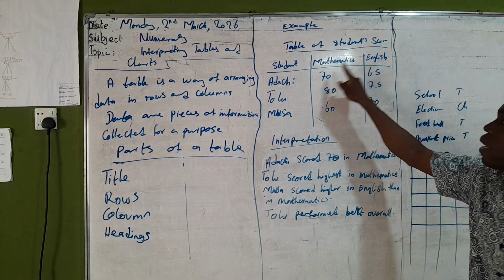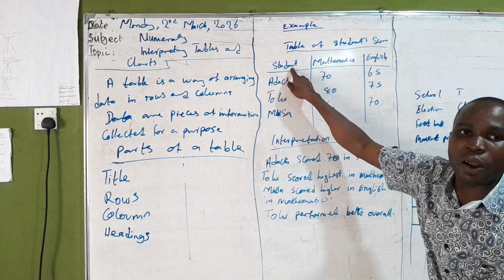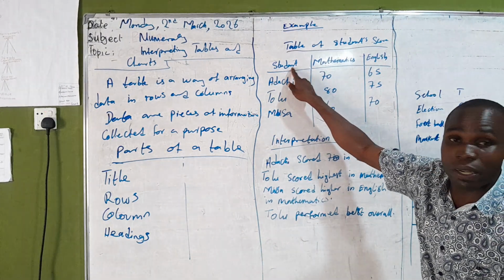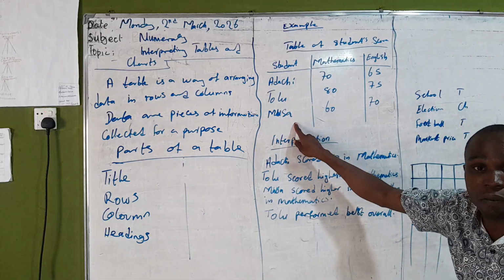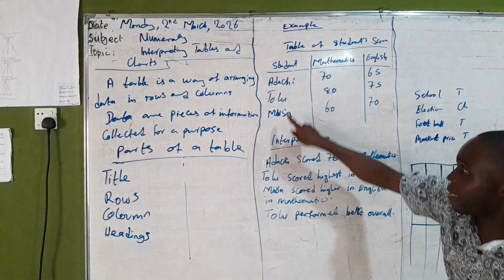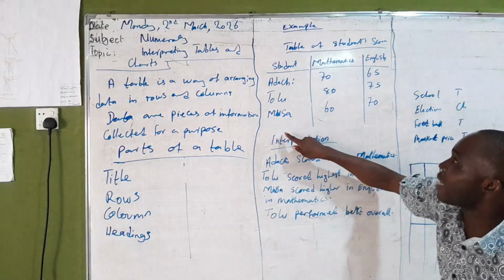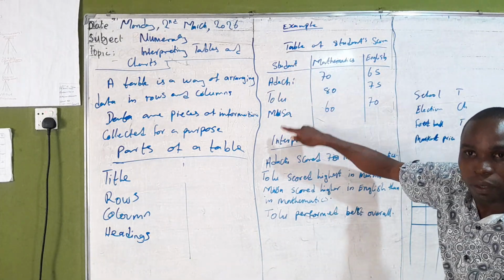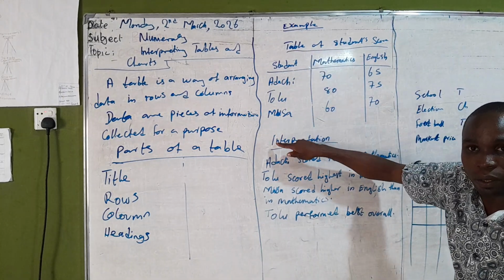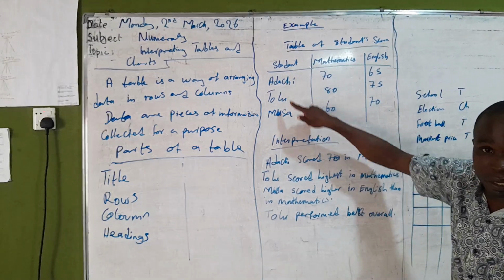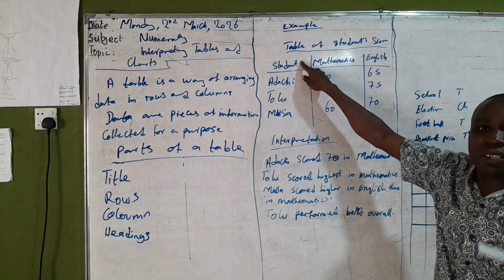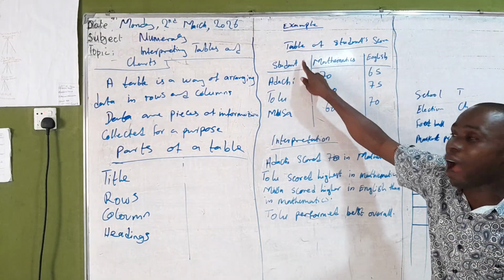Are we together? This is a heading. And under this heading, what do we have? Students. Yes. We have the names of students. Is this a column or a row? Column. So under the students column, what do we have?